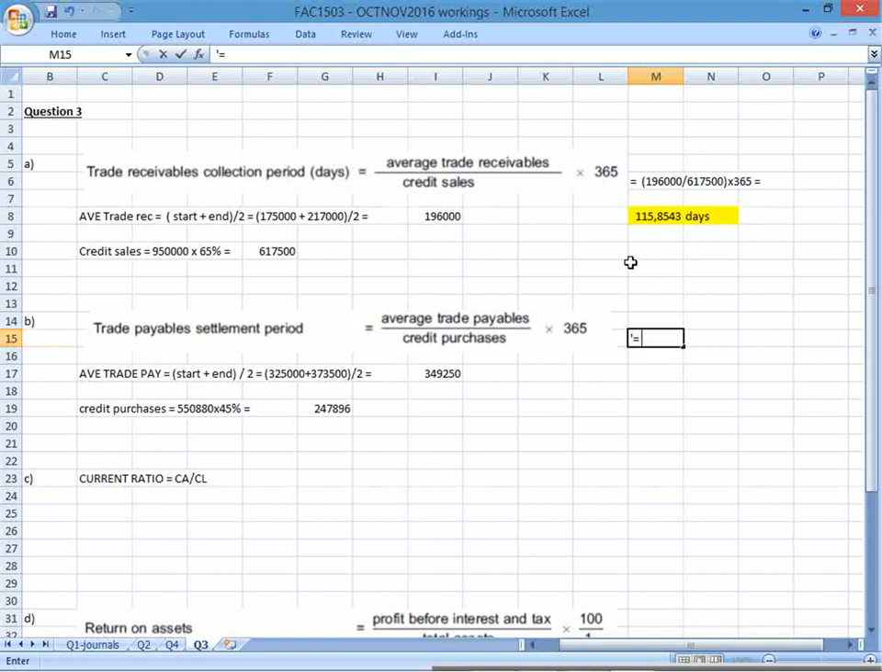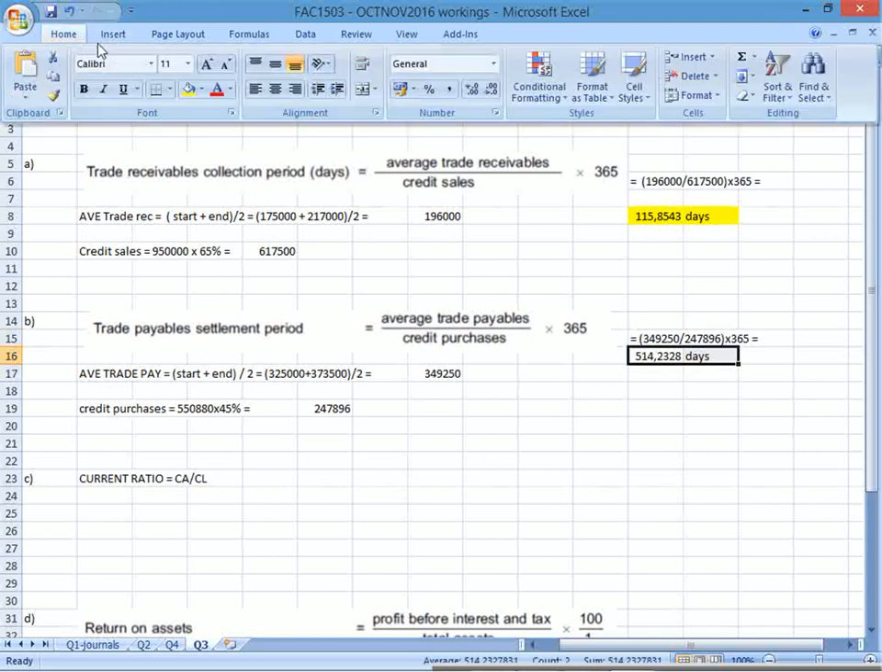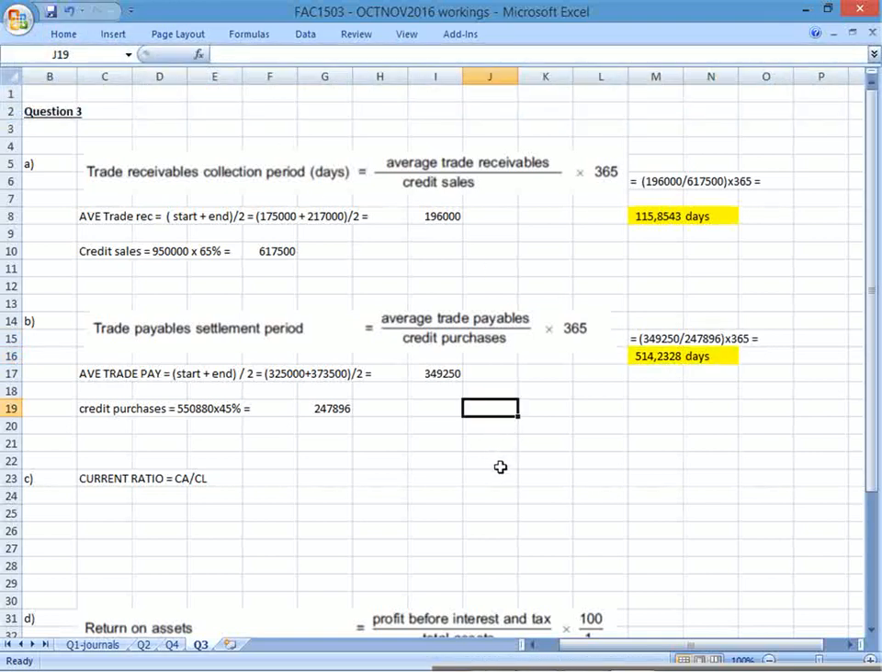So, equals, what was my average trade payables? 247,896 divide by, what was my credit purchases? Wrong one, sorry. I'm reading the wrong amount. Okay, the trade payables is 349,250. Divide by the 247, close brackets, times 365. Equals an answer. 504 days. There's the next answer. Okay, now you've done another one.